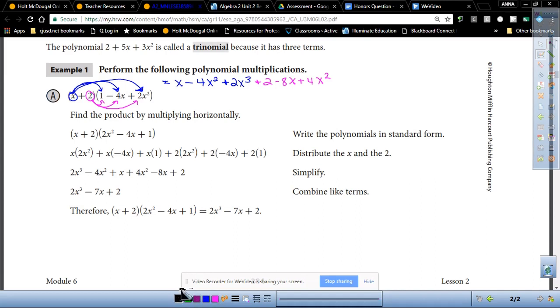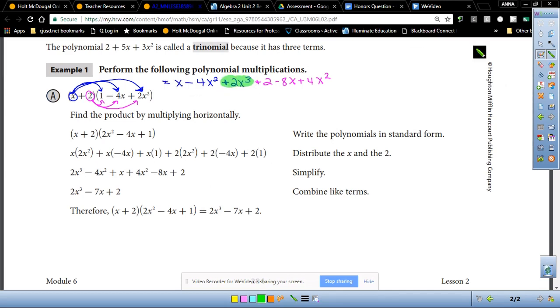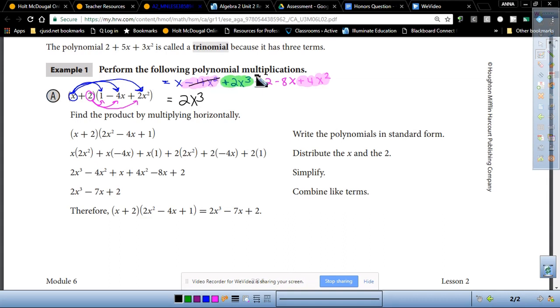I need to write this in standard form. So part of writing in standard form will be combining my like terms. So I'm going to go through and look for my greatest exponent. My greatest degree is 2x cubed, and there's only one of them. So that will go in front as 2x cubed. Then I'm going to look for any other like terms. So I go to my x squareds, and I have negative 4x squared plus 4x squared. Well, negative 4 plus 4, those two are actually going to cancel each other out.